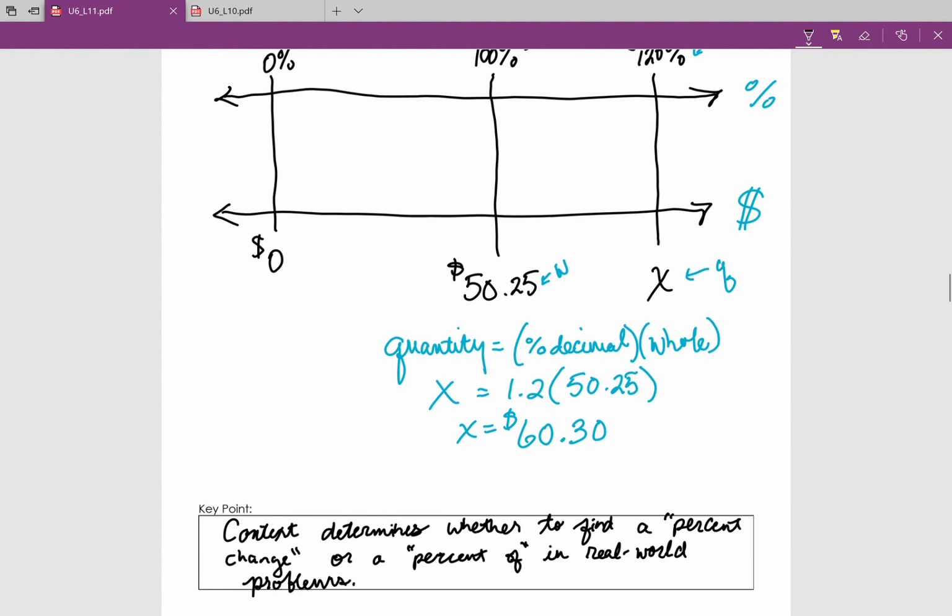And an example of a percent of is like if it didn't ask for the total. If it just said, how much did they leave for tip? This one asks for a total, so we know we're doing percent change and adding on to it.